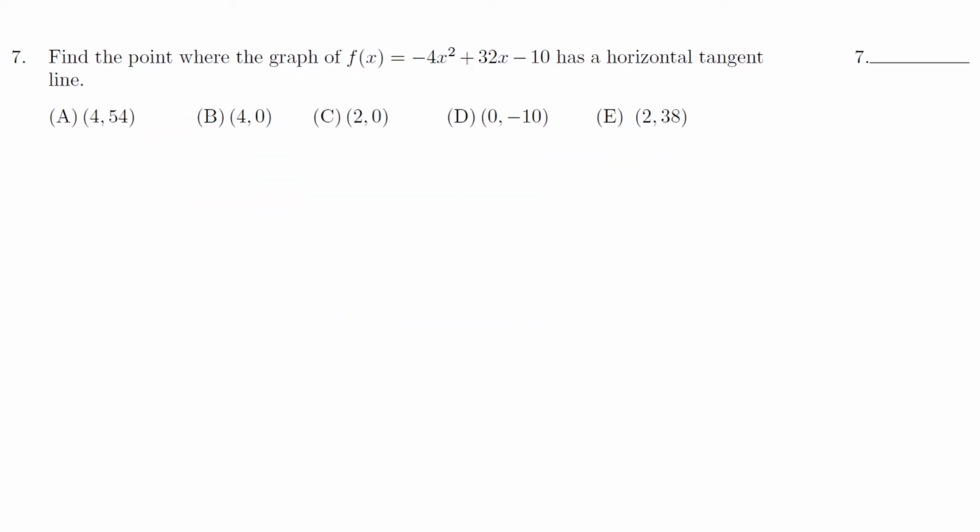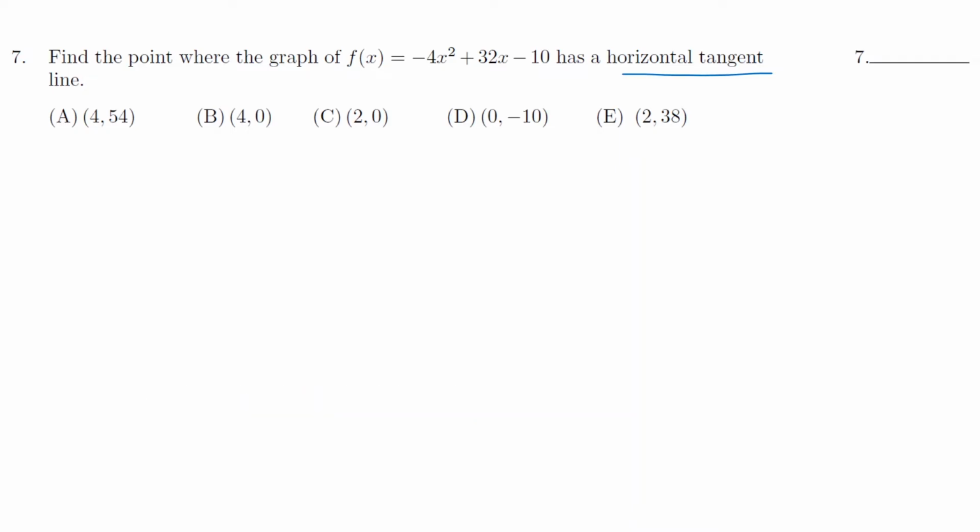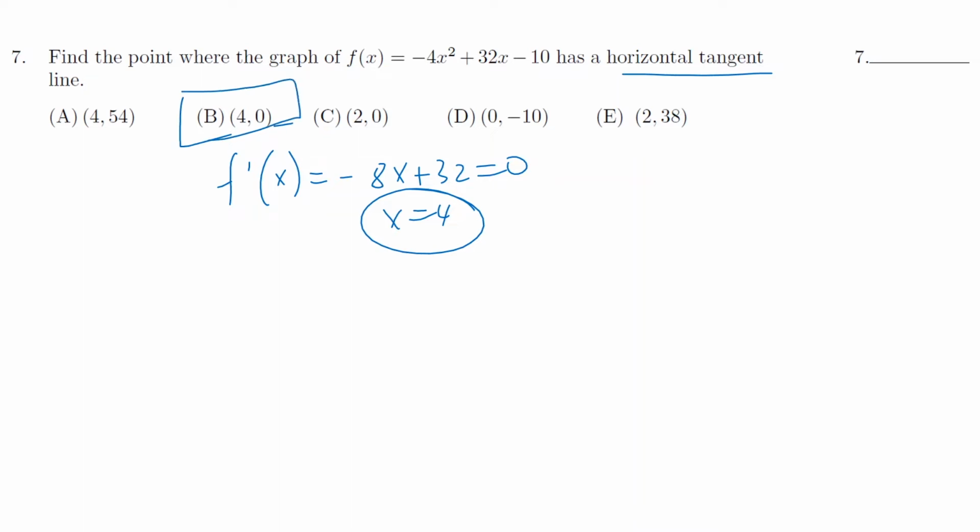Next. Find the point at which this function right here has a horizontal tangent line. Horizontal tangent line means, and you guys already know probably for pre-calculus, if you do not know what to do, take the first derivative. So f prime of x is equal to negative 8x plus 32, and then you're setting it to 0, and therefore x equals 4. So therefore the answer is B, or the answer is A, because they both have x equal to 4. And lots of you will just select B, but that's not the right answer actually.